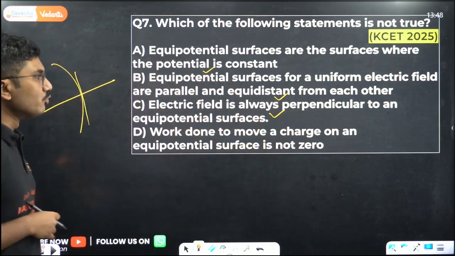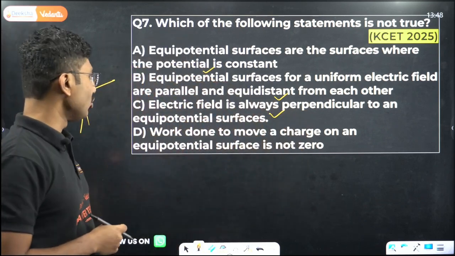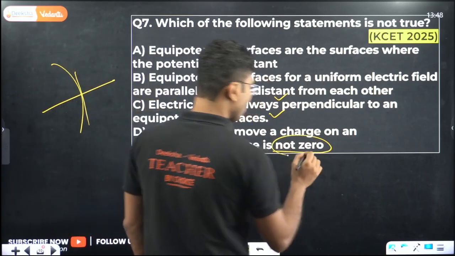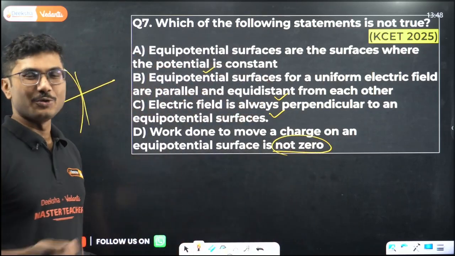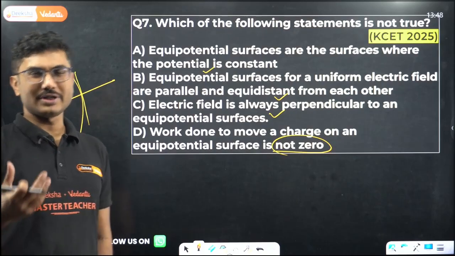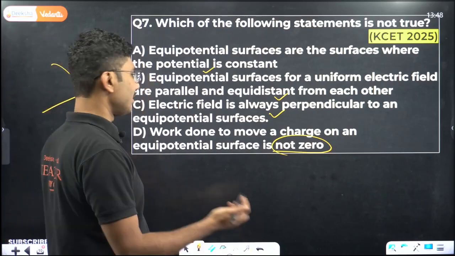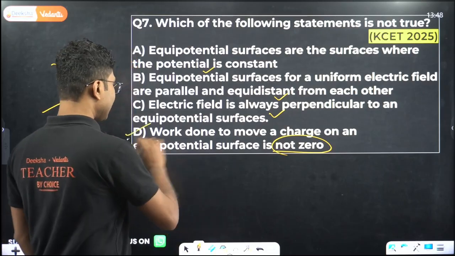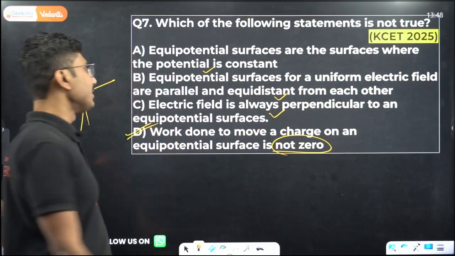Work done to move a charge on an equipotential surface is not 0. But on an equipotential surface, work done to move a charge is 0, because the potential difference is 0. Charge is there, but potential difference is 0. So work done is 0. So this is an incorrect statement. Option D is the correct answer.